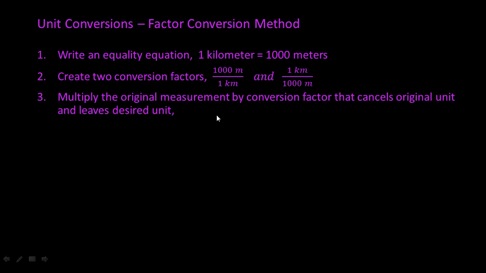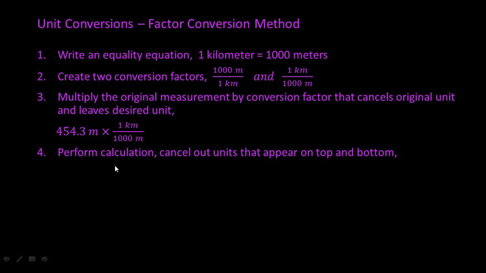Next, we need to multiply the original measurement by the conversion factor that cancels out the original unit and leaves the desired unit. For example, if we wanted to convert 454.3 meters to kilometers, our original measurement is 454.3 meters, and we need to multiply it by a conversion factor that will cancel out the meters. If I have meters in the numerator of the original number, then my conversion factor has to have meters in the denominator. So I'm picking the conversion factor 1 kilometer over 1,000 meters.